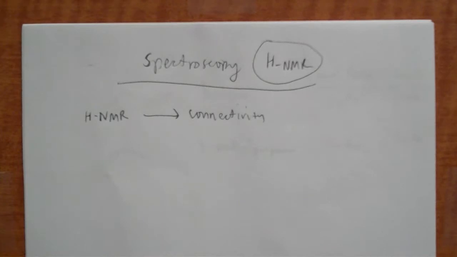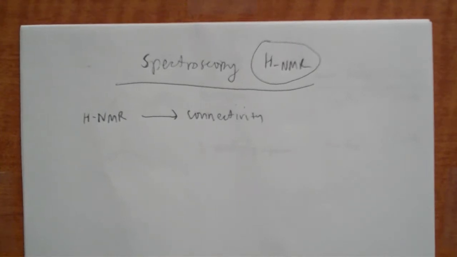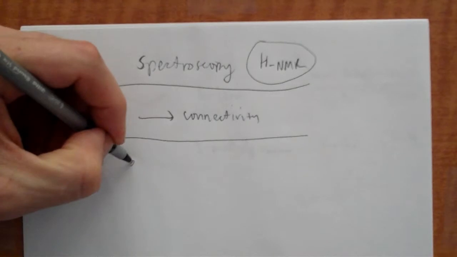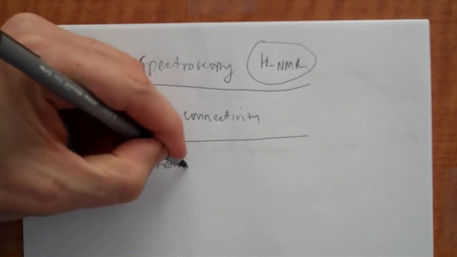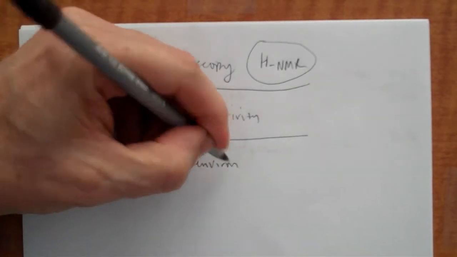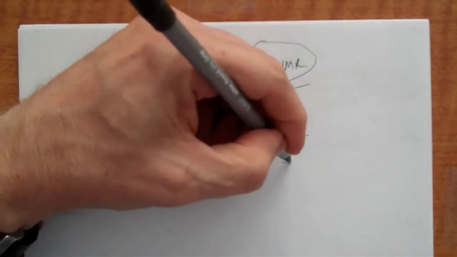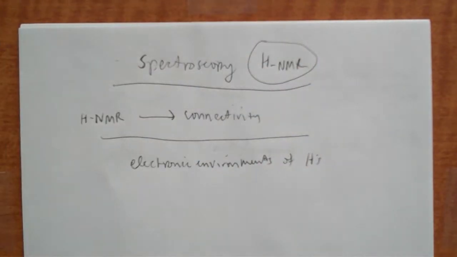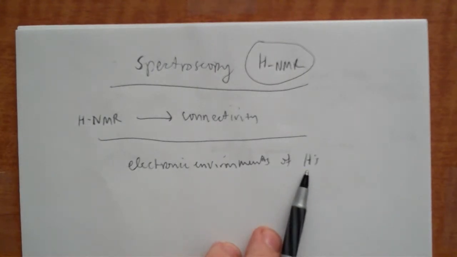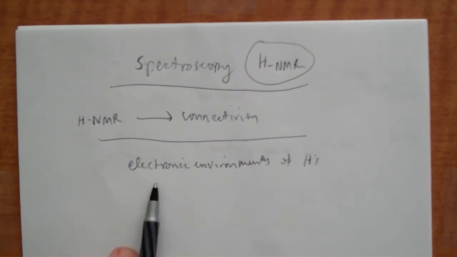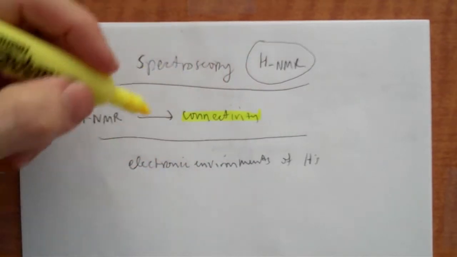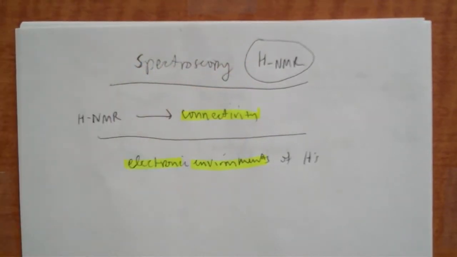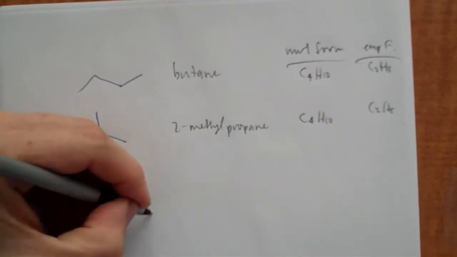Lecture number 2 is we're going to start to talk about how it does that. And specifically it does that because of the differences in electronic environments of the protons, the hydrogen nuclei, which is just a proton. It's the difference in the electronic environments of the protons. Alright, we might say, well, what do you mean by that? Well, let me give you an example of that.